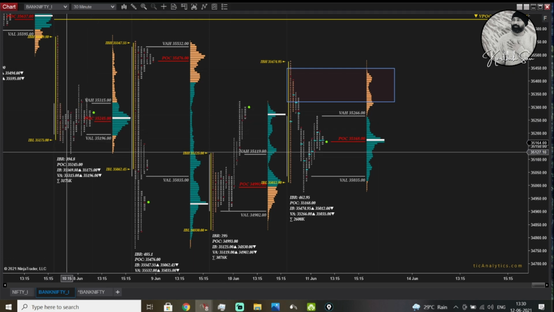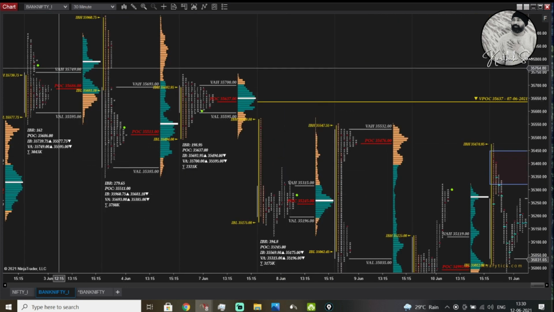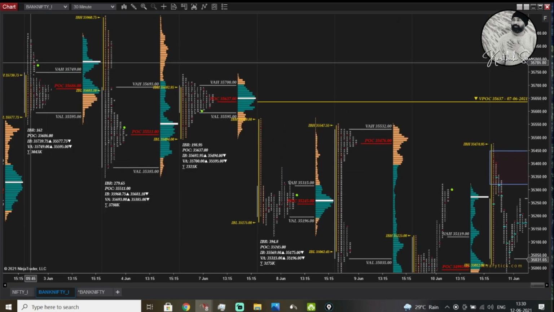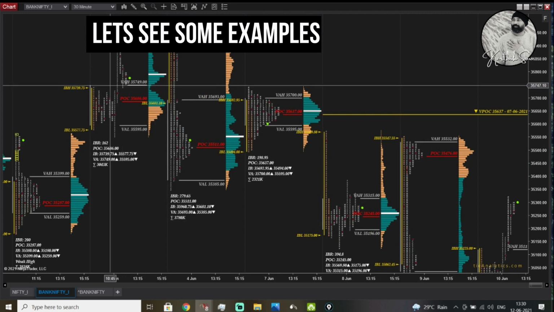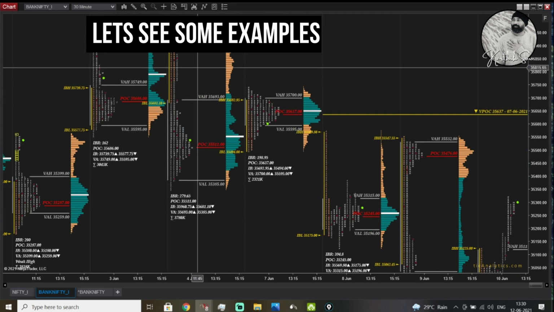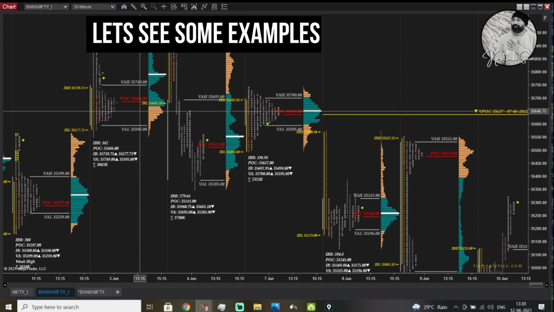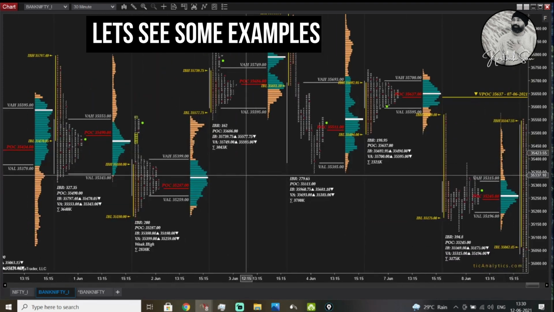Normal day, one side movement happened. Yeah, here, normal variation day. Are you able to see this? This is a normal variation day. This is a normal variation day. 50% of the time you will get a normal variation day.